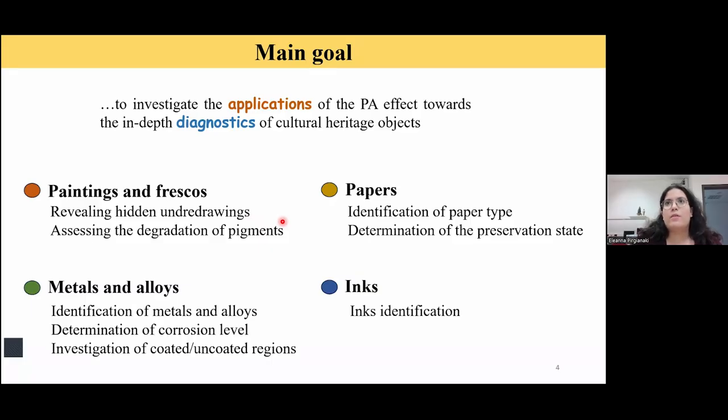We also tried to identify the different types of paper production, I mean whether they are made in an industrial or non-industrial way, different types of paintings and pigments, and different types of historical inks and metals. Moreover, we want to perform measurements regarding the detection of varnished or unvarnished, uncoated regions on the surface of many cultural heritage objects.